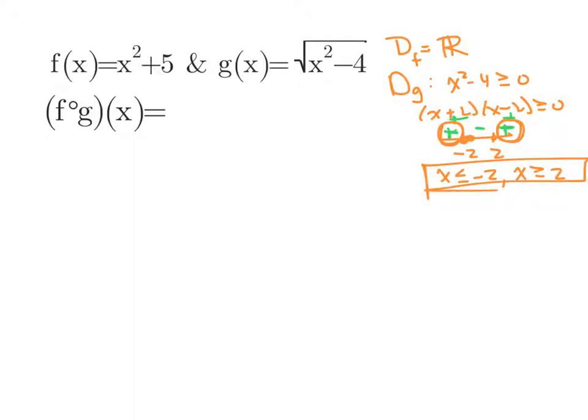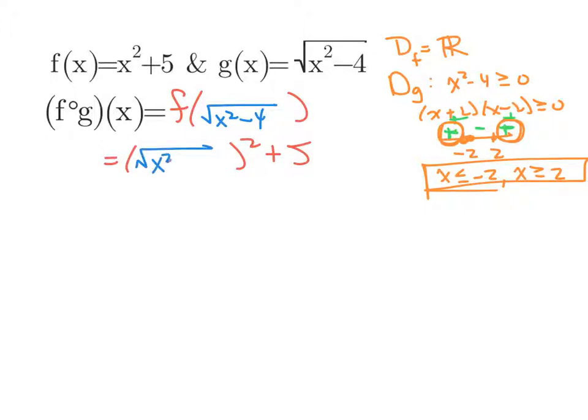Now let's actually compose the two functions. Since we're trying to find f of g, it's going to be f of g of x, and g of x was that square root of x squared minus 4. So I'm going to take that and plug it into the x squared plus 5. And when we simplify, the square root being squared, those two will cancel and leave us with x squared minus 4 plus 5. And simplifying is x squared plus 1.